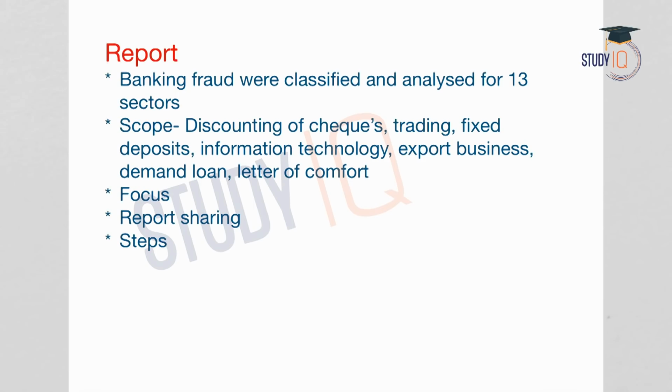The banking frauds were classified and analyzed for 13 sectors. So in order to get sector-specific analysis, the CVC has classified the banking frauds into 13 sectors, which includes gems and jewellery, manufacturing sector, media, aviation sector, service sector, etc. First of all, the report was classified into various sectors and separate analysis was done for each sector.